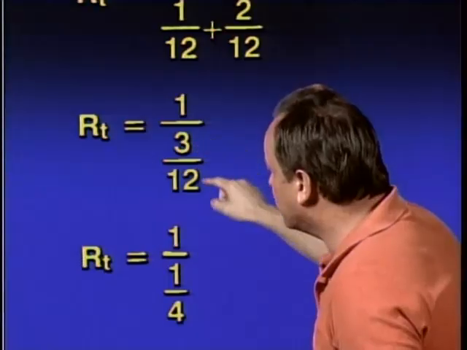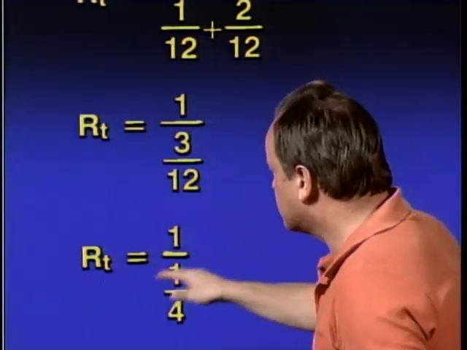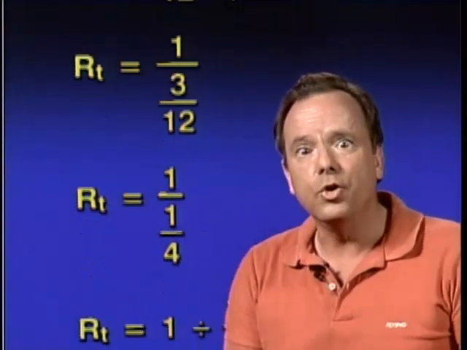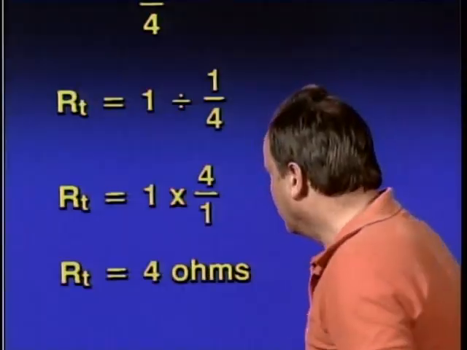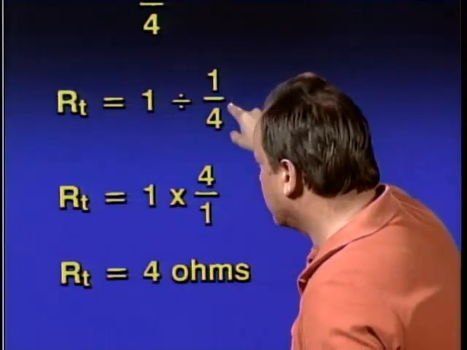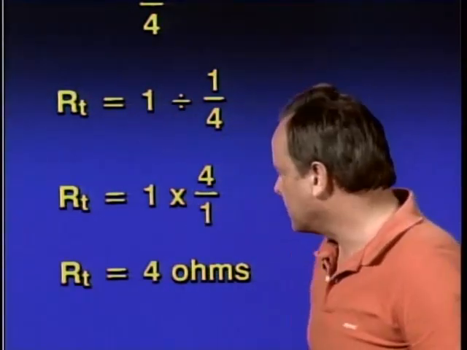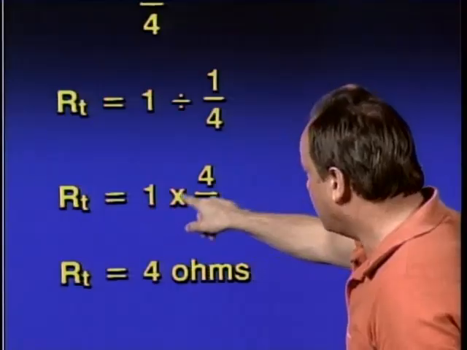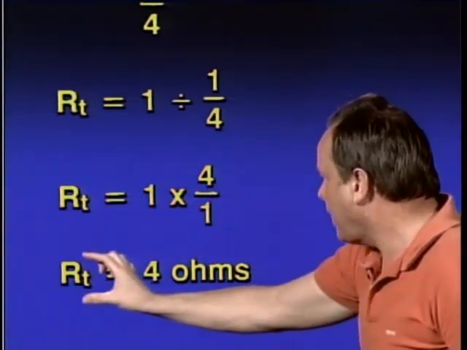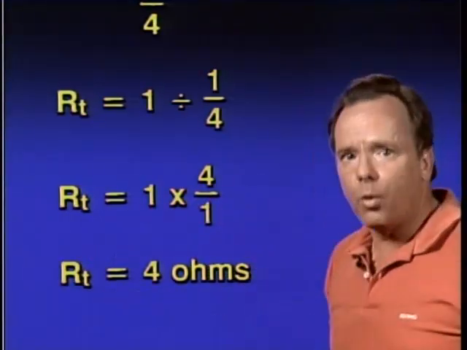And 3/12 is 1/4. So the total resistance is 1 over 1/4. Do you think that there's going to be another way to express that? There sure is. And it's 1 divided by 1/4. If you want to get rid of the division sign, you just simply flip-flop the fraction, and it's 1 times 4 over 1. So that path, the total resistance, is 4 ohms.